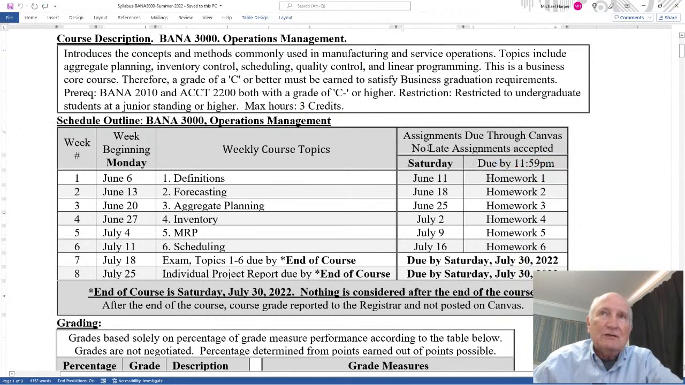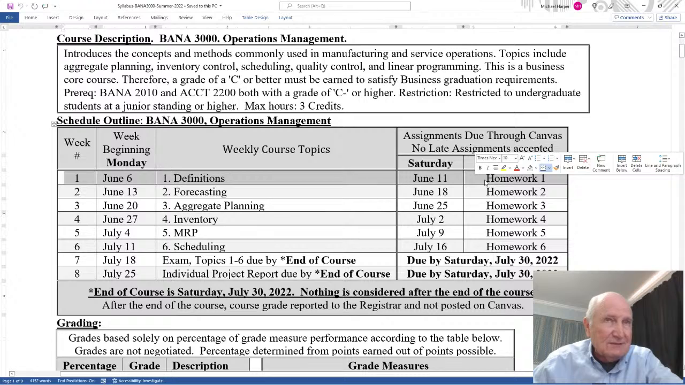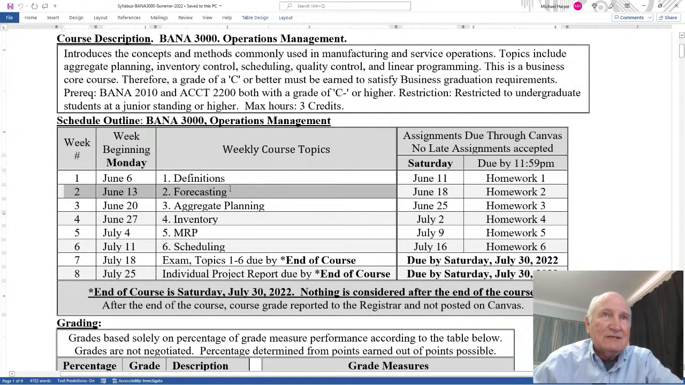Notice the assignments are due through Canvas and no late assignments are accepted. It's due by 11:59 p.m. on Saturday of that week. Each week I have the same process. And then we have the next topic, which is forecasting, then aggregate planning, then inventory, MRP, scheduling.